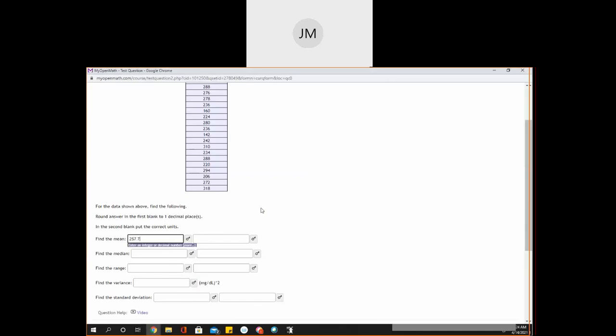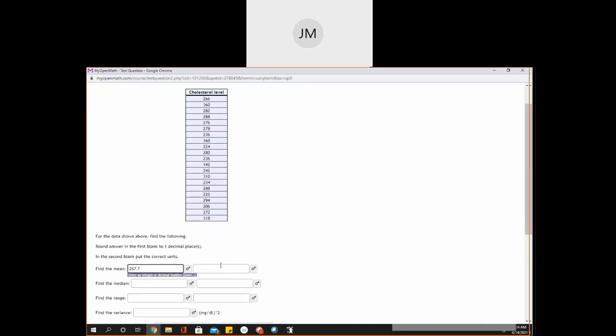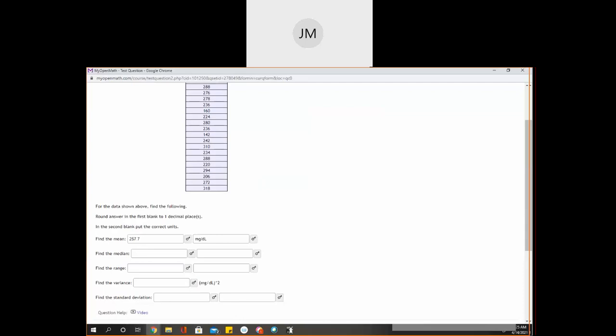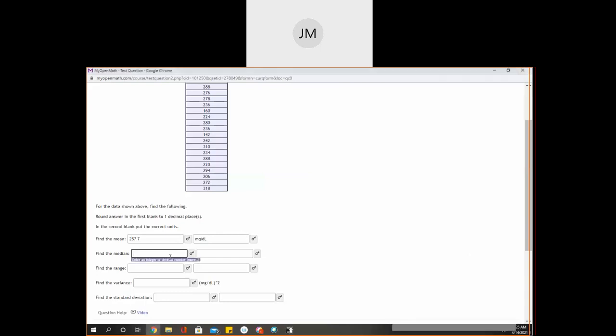Okay, and then I need to put units. So if we go back and look, it says these are cholesterol levels measured in milligrams per deciliter, mg over dl. So that's my units. Okay, find the median. My calculator computes the median for me. So the median is 272. Same units.